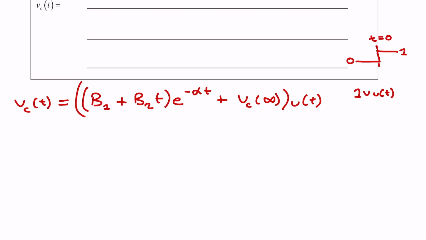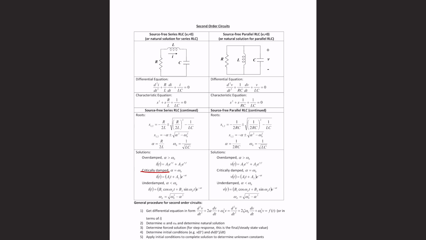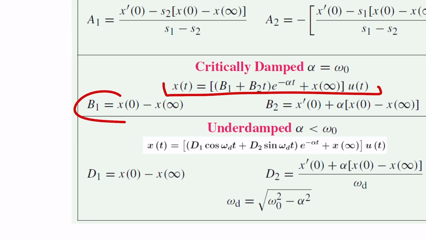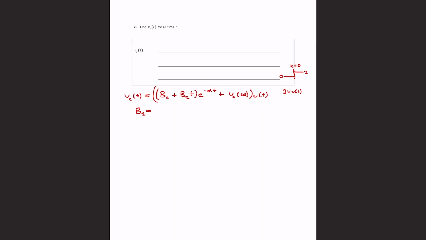All right, so let's start plugging in. Well, first of all, we need to find B1, right? So how do we do that? Again, our cheat sheet has it right here. B1 is equal to x0 minus x infinity, right?